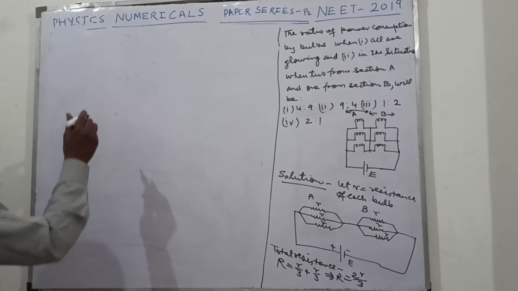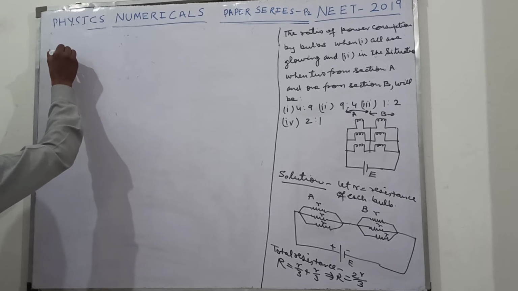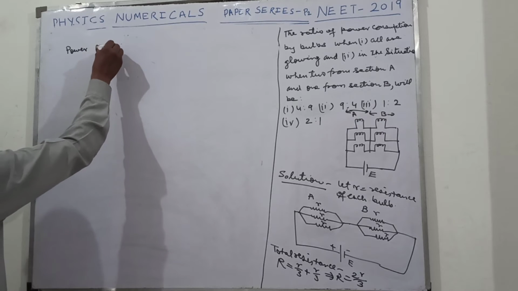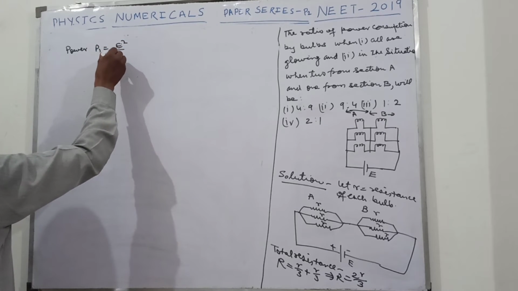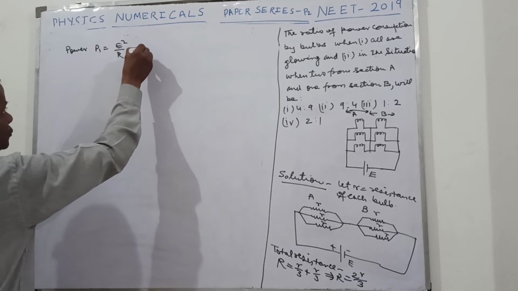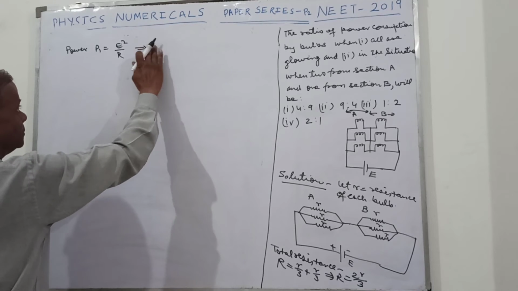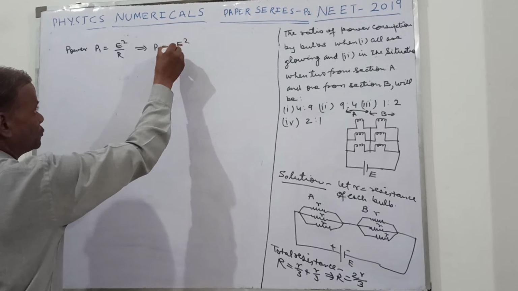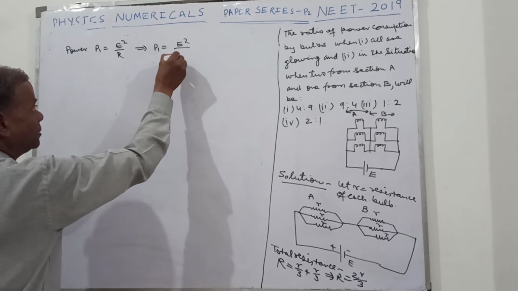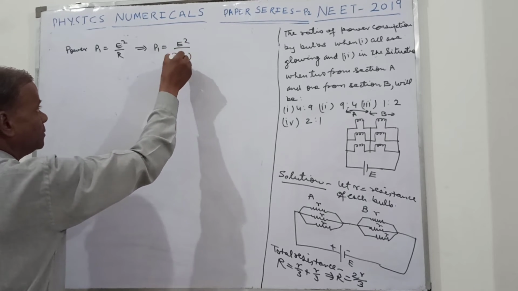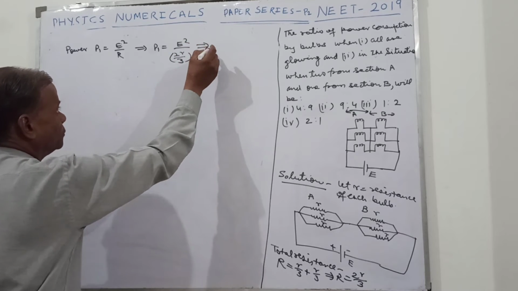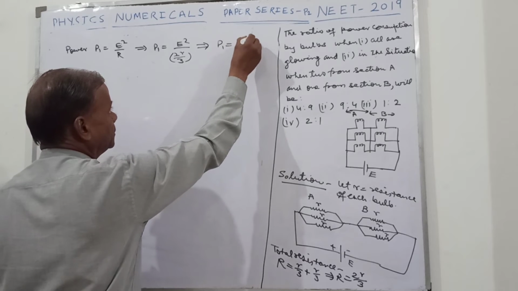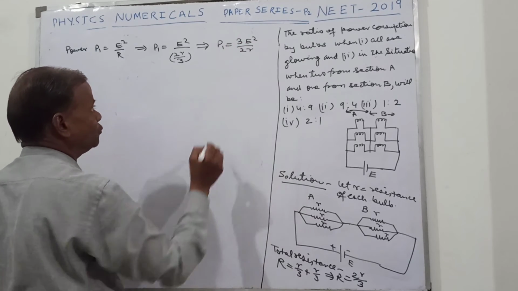So now here we will have the power P1 equal to E square upon R. So this P1 equal to E square, and in place of R we will write down this 2R upon 3. So this will give you P1 equal to 3 E square upon 2R.